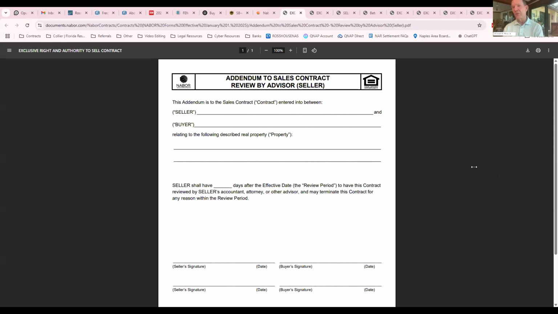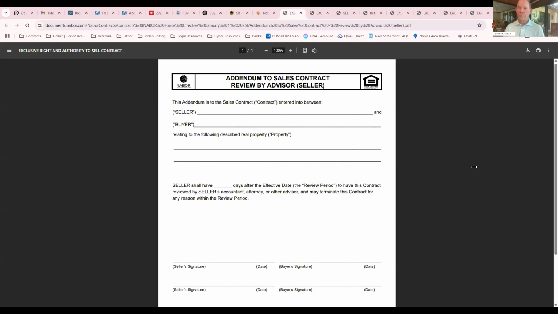So what does this form achieve? The seller review. Now, this is pretty unique. Typically, the seller has no right to cancel a contract. There might be some contingencies that haven't been waived, like a financing contingency, where the seller has the right to terminate. This would add that maybe on the front end.